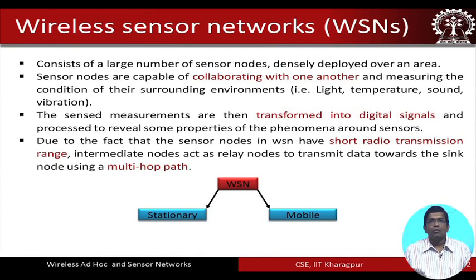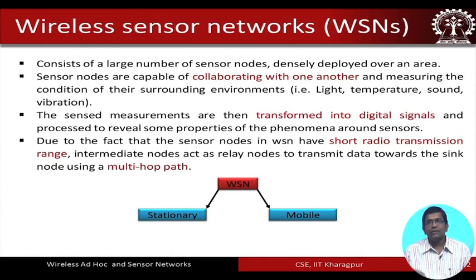So sensor networks can be classified broadly into two types. One is the stationary sensor networks. This is what most of the literature talks about. In the sensor network community, people mostly talk about stationary sensor networks. This is the classical form of sensor networks.